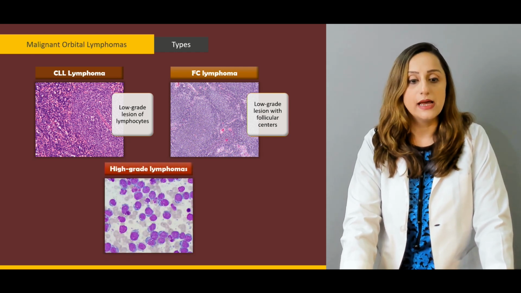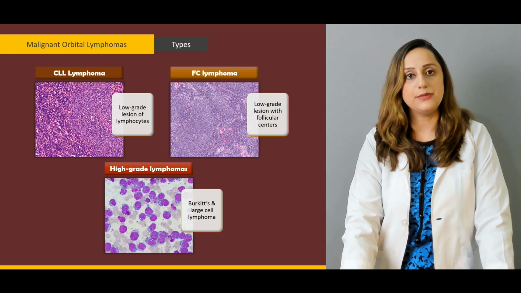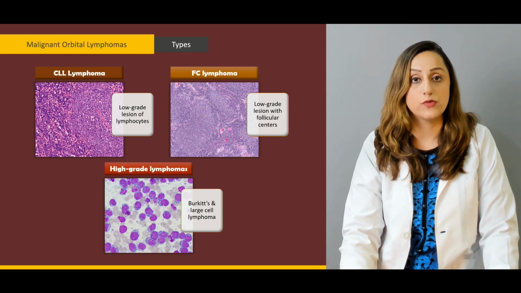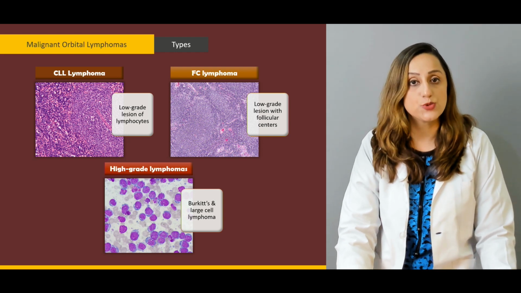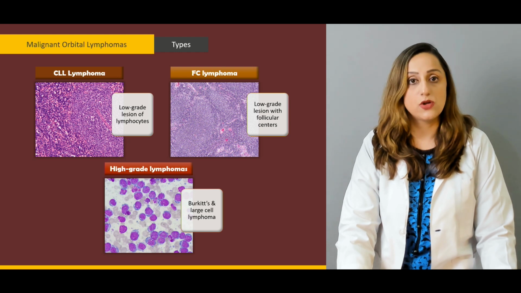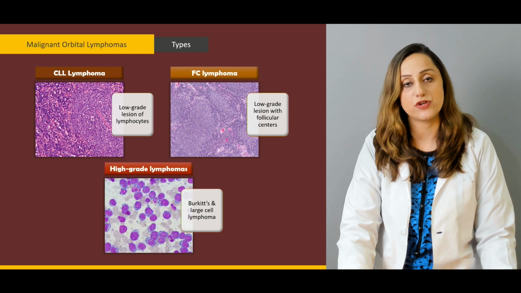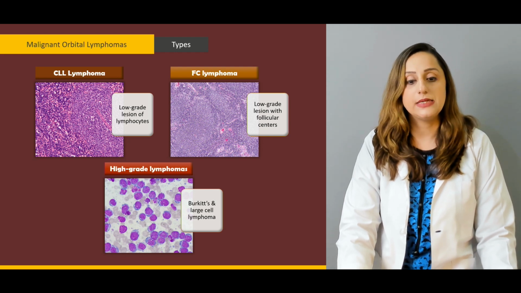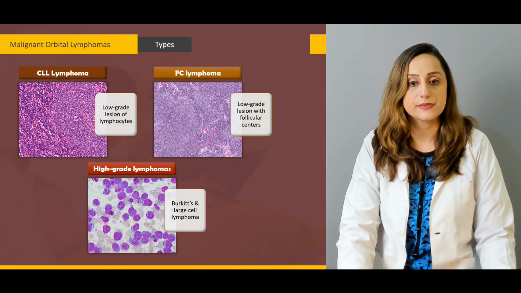On the other hand, we have the high-grade lymphomas that are particularly also known as Burkitt's and the large cell lymphomas. You would see these large cells that are usually basophilic in nature. On histopathological findings under a microscope, you can observe these basophilic structures and appreciate the presence of Burkitt's lymphoma or the large cell lymphomas.